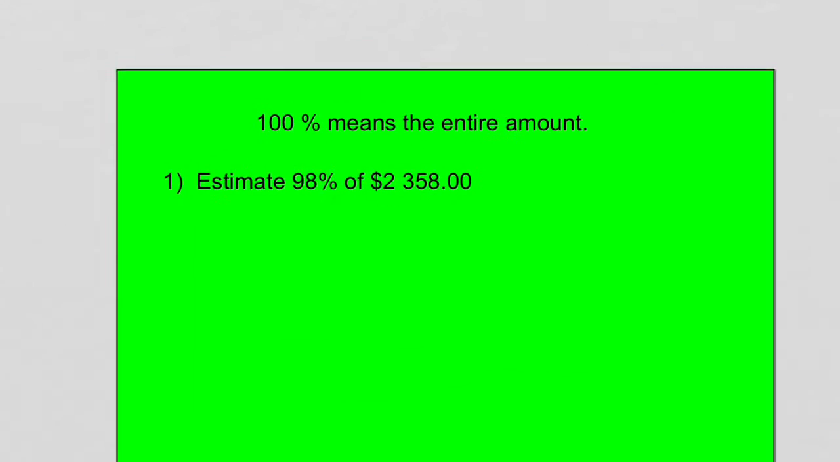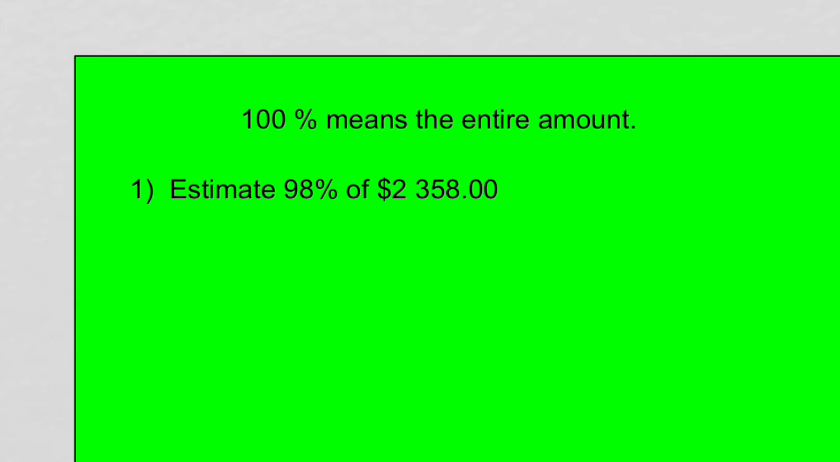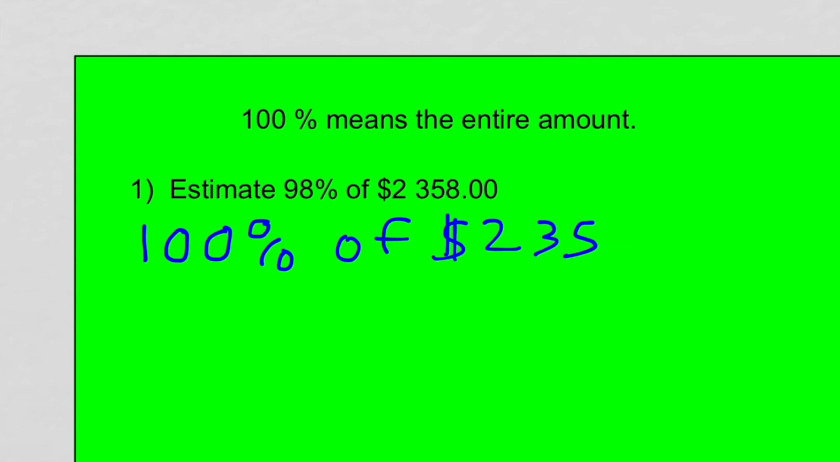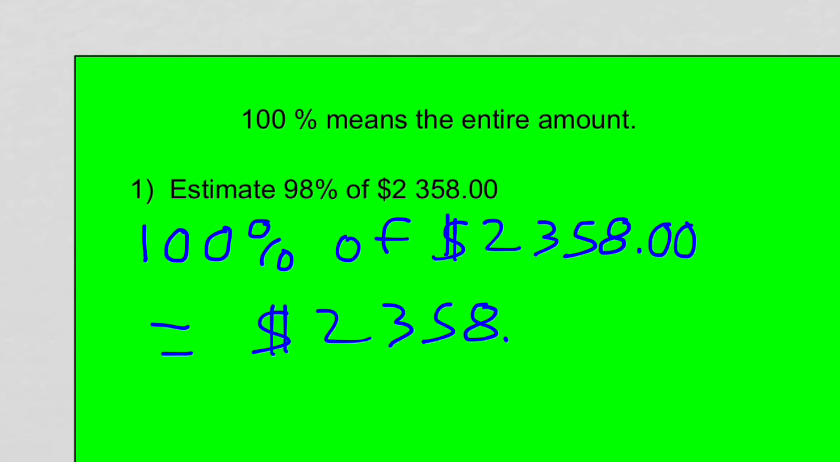Okay, another percent the kids need to know. 100% means the entire amount. I often see them ponder this one far too long. So if you have something close to 100%, just take the entire amount. So 98% of $2,358, we could just do 100% of $2,358. Or we could round that amount up a bit, considering we rounded up the 98% a little bit. And for this, that just means the entire amount. So understanding what 100% means is really important. 100% is the entire amount.